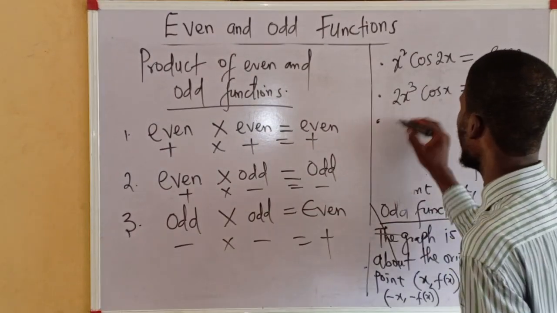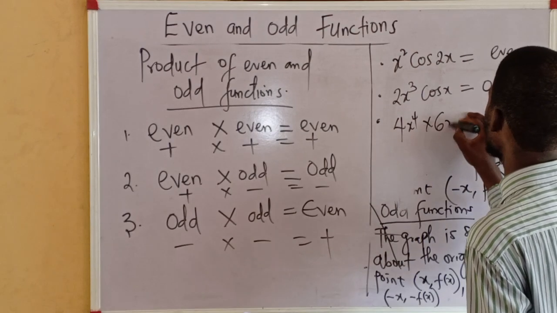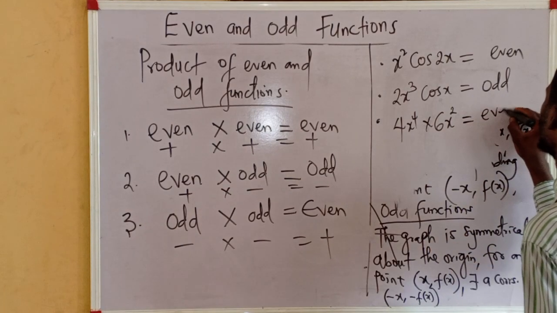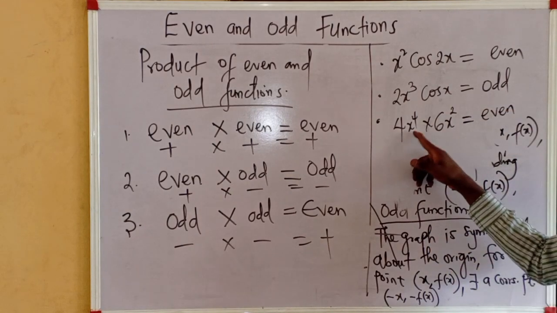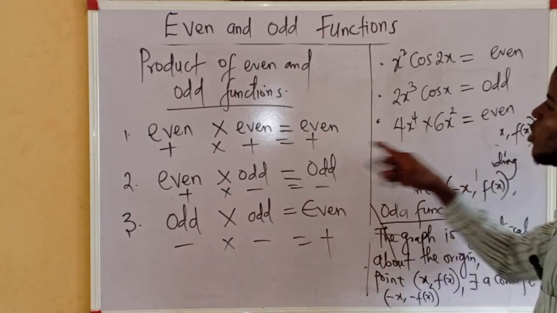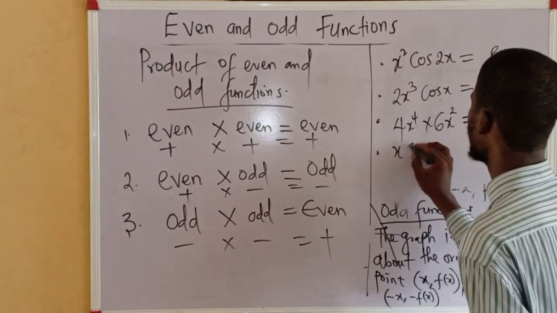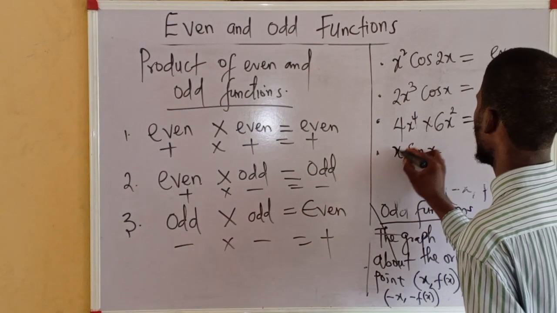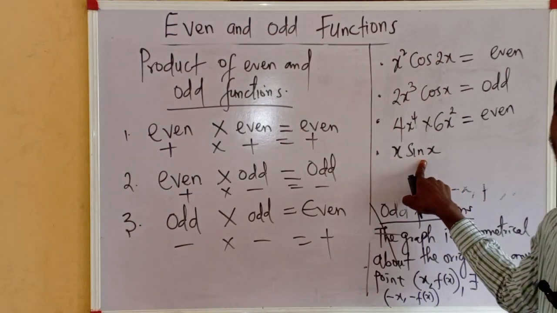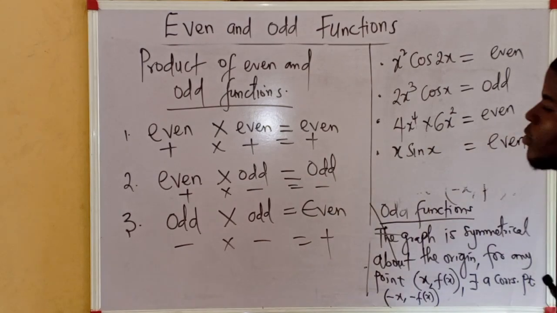Also, we have 4x to the fourth times 6x to the second. This is actually an even function because 4x raised to the power 4 is even, 6x raised to the power 2 is also even. So even times even is even. Also, if we have x sine x, x is an odd function. Sine x is odd as well. So odd times odd is even. This is going to be an even function.